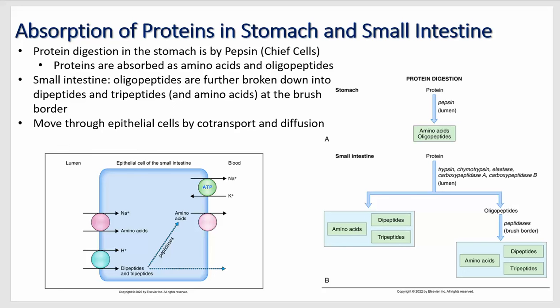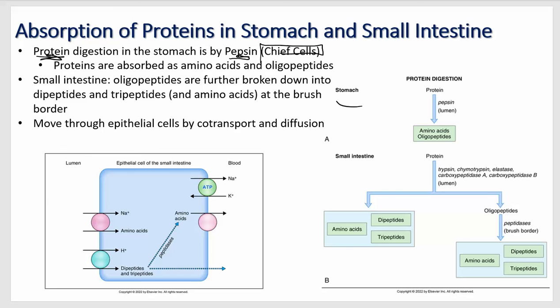So protein digestion in the stomach: protein, pepsin. We need to know that, and we need to know that it's released by these chief cells. So they are absorbed as amino acids and oligopeptides. Okay? Is this the small intestine? Small intestine over here. Where is my stomach? Stomach is up here, sorry.